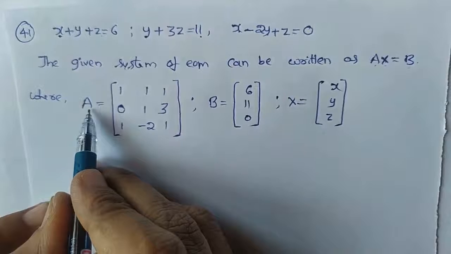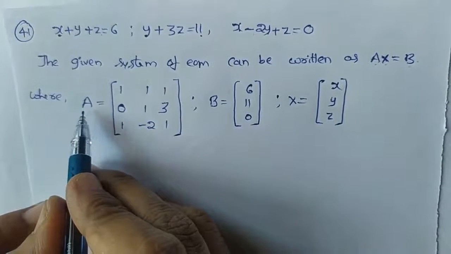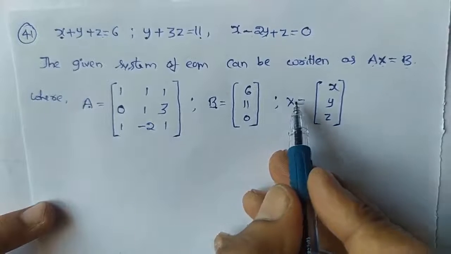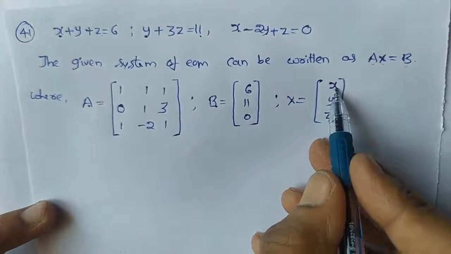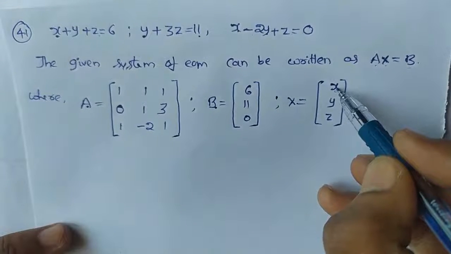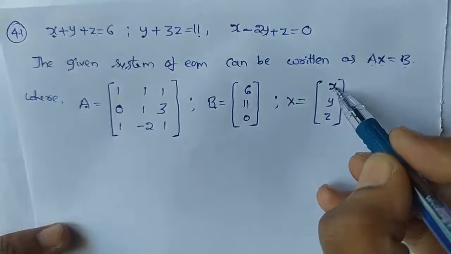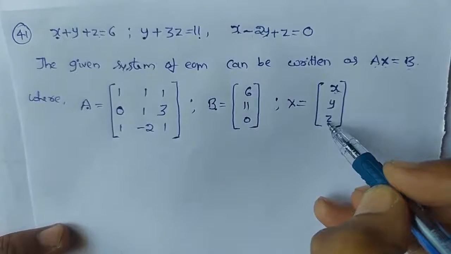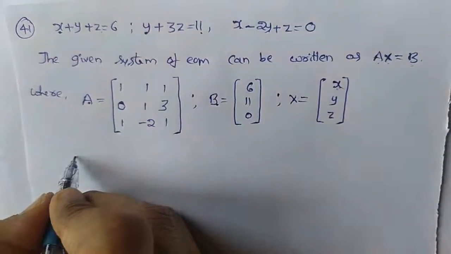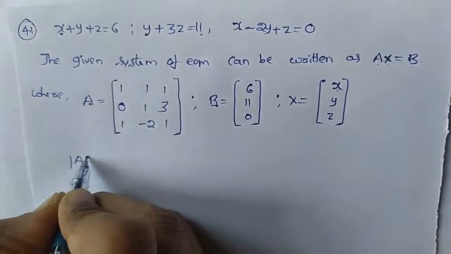Matrices are denoted only by capital letters. We need to write capital A, capital B and capital C. The elements of a matrix are denoted by small letters. We have to write small letters in this matrix: small x, small y, small z. Next, first find the determinant of A.